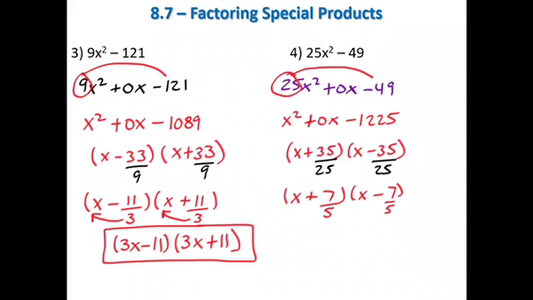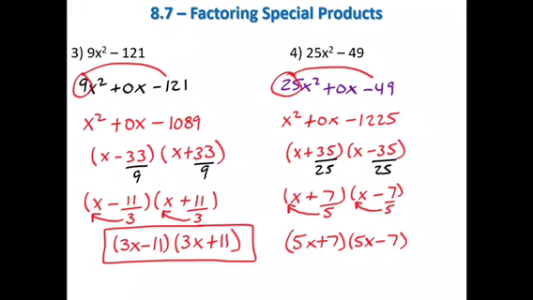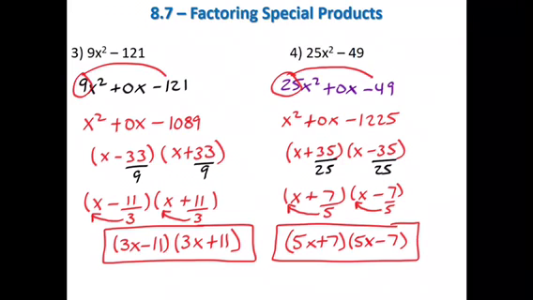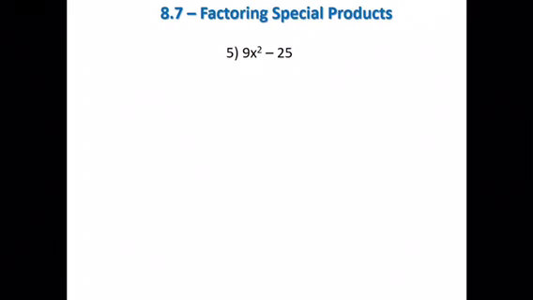In both cases, we need to bring the denominator back out front. And then our factored form becomes 5x plus 7 and 5x minus 7. All right, we have one more. Our last problem is 9x squared minus 25.